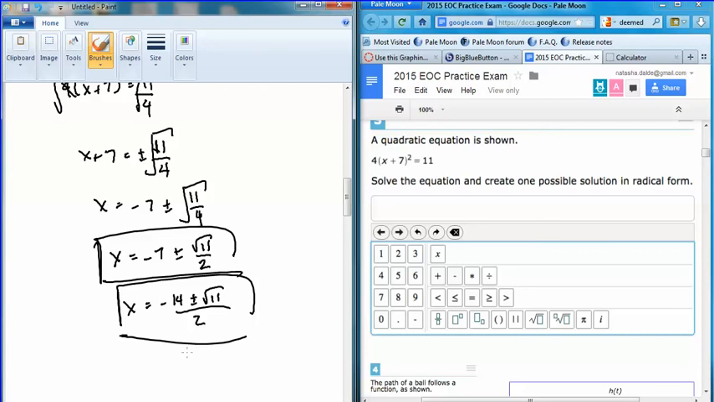Now, when it says create one possible solution, I'm not sure if they want you to give the plus or the minus or both. If it's one possible, just give them one of them. So I suspect that what they want you to do is plug in these numbers. They don't want you to give them a decimal number. They want you to give them the answer as it looks over here. So make sure you use these buttons over here on the bottom, so you build your equation.